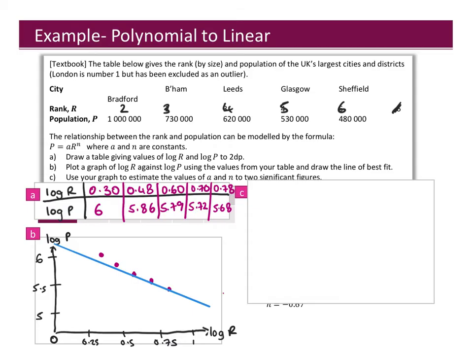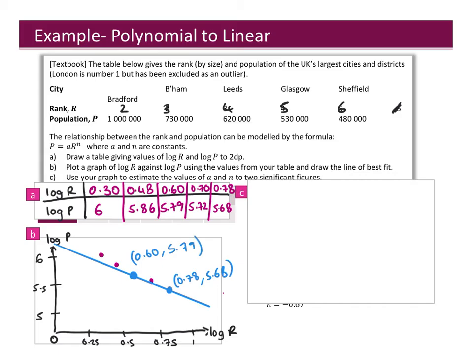If we were to find the gradient of this graph, we picked 2 points that were on our line of best fit. So these 2 points were on our line of best fit, weren't they? This point was 0.78 and 5.68. And then this point was our third one, wasn't it? 0.60 and 5.79. Okay, just roughly.